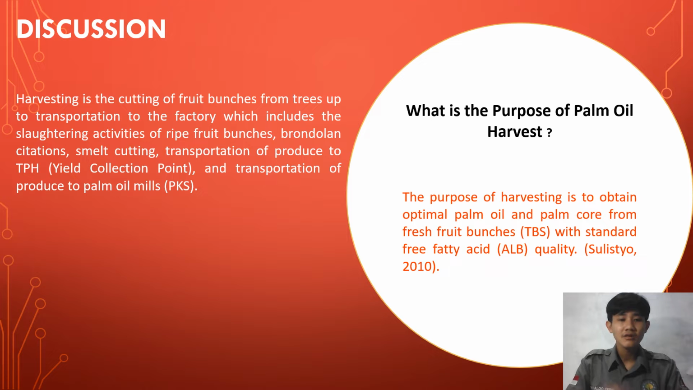Harvesting is the cutting of fruit bunches from the tree up to transportation to the factory, which includes the cutting of ripe fruit bunches, brondolan collection, stalk cutting, transportation of product to TPH or yield collection point, in bahasa tempat pengumpulan hasil, and transportation of product to palm oil mills or PKS, in bahasa pabrik kelapa sawit.